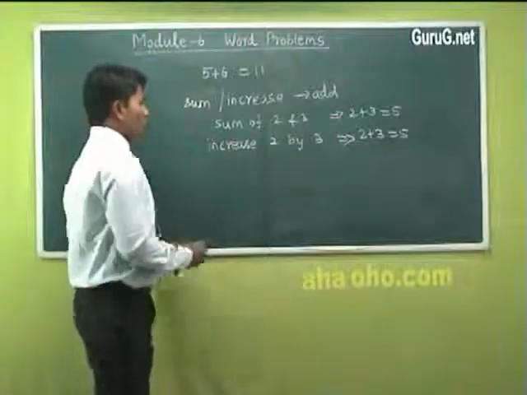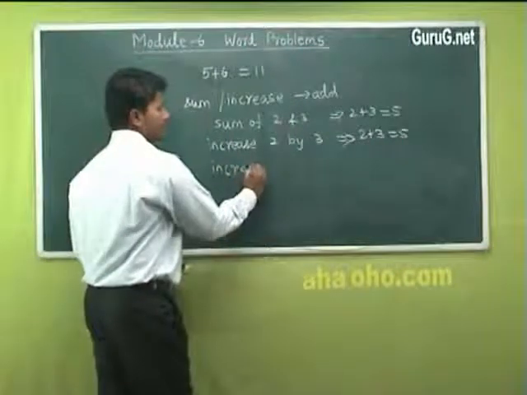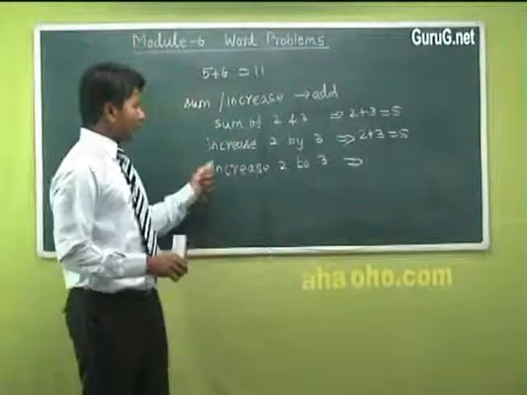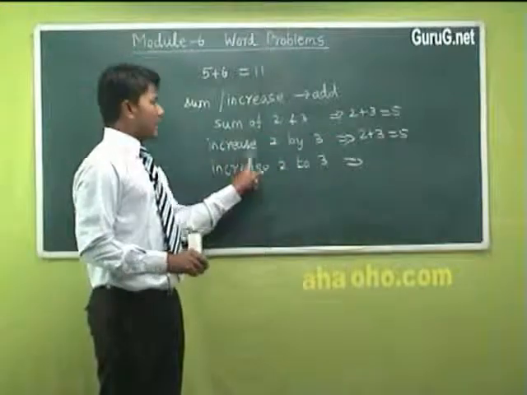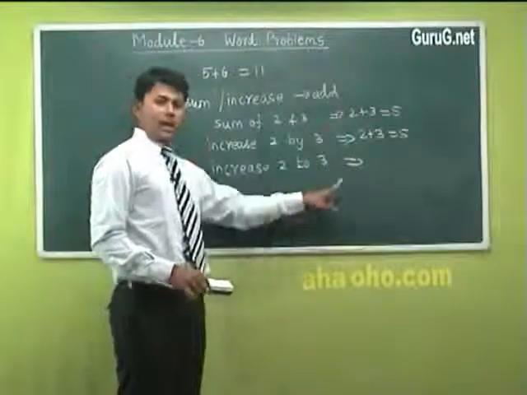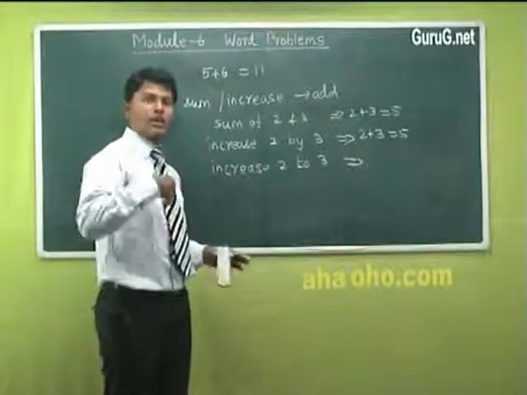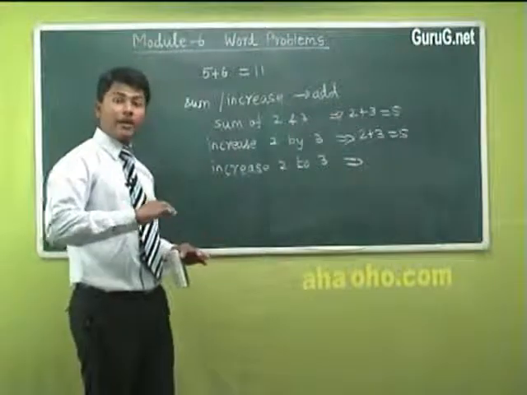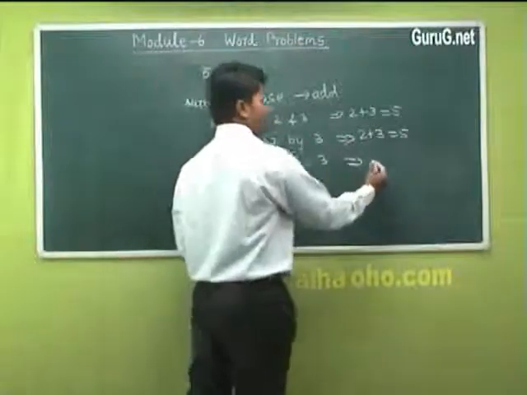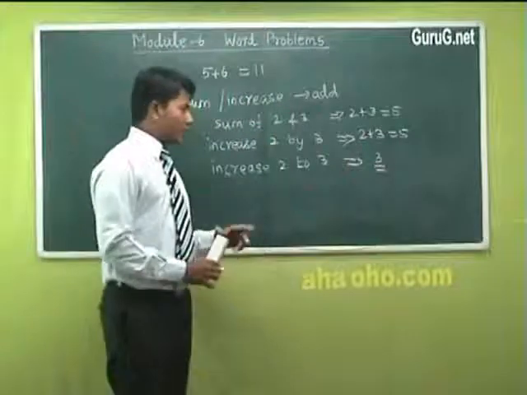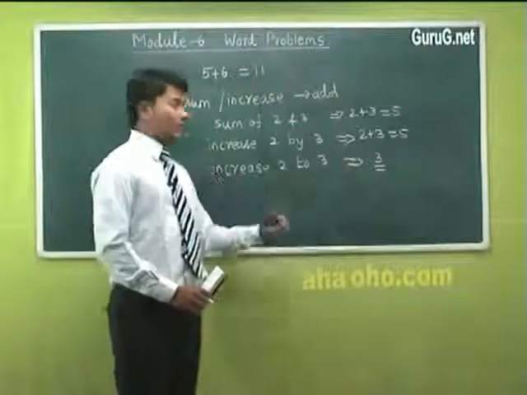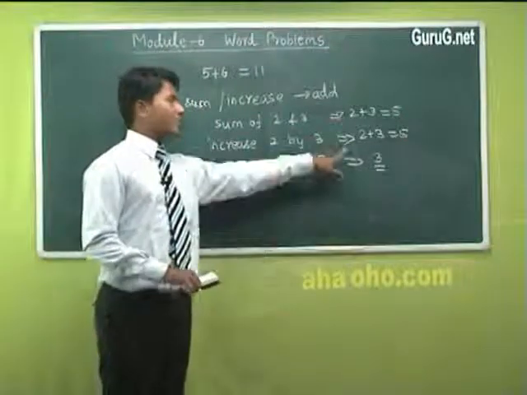Increase 2 by 3. Now what does this mean? Increase 2 to 3. You need to be careful between these two ways of operating. Increase 2 by 3 in the sense add 3 to 2. Whereas increase 2 to 3 means increase 2 to the next level 3. You should not add 2 plus 3. It is increasing 2 to the next level 3. So the answer is 3. If you increase 2 to 3, the answer is 3. If you increase 2 to 5, the answer is 5. But if you increase 2 by 3, the answer is 2 plus 3 is equal to 5.